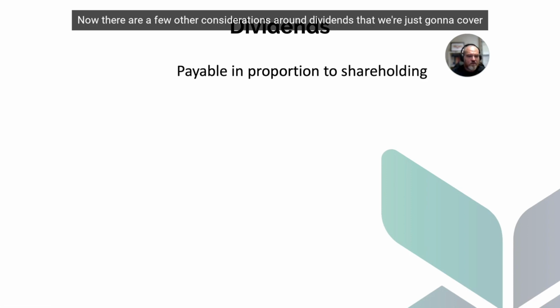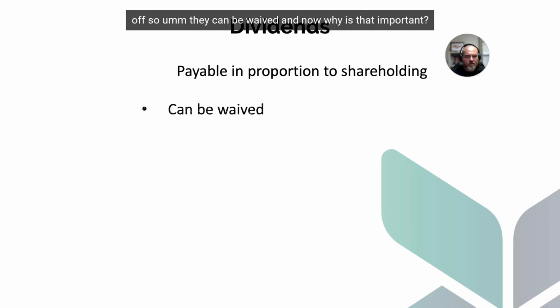Now, there are a few other considerations around dividends that we're just going to cover off. So they can be waived. Now, why is that important? Let's say there's an 80-20 split. The 80% shareholder must have 80% of the dividend, and the 20% shareholder must have 20% of the dividend. However, if there's not enough profit in the business for the 20% shareholder to receive a meaningful amount, then the 80% shareholder can waive their right to a dividend. We're not going to get into the details of it in this video, but it's an option.